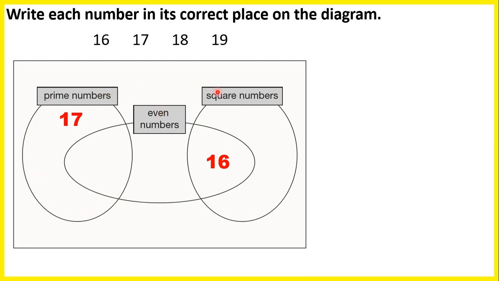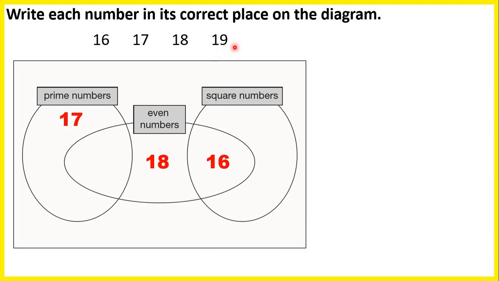Now 18 is not a prime number because it's not only in the 1 and 18 times table, but also in the 2 and 9 times tables. It's an even number because it's a multiple of 2, but it's not a square number. You don't get 18 by multiplying a number by itself. So we need to write 18 in this section here.